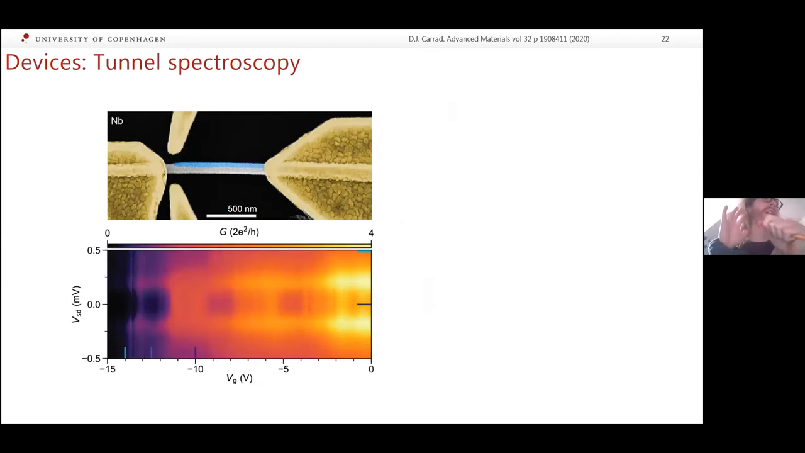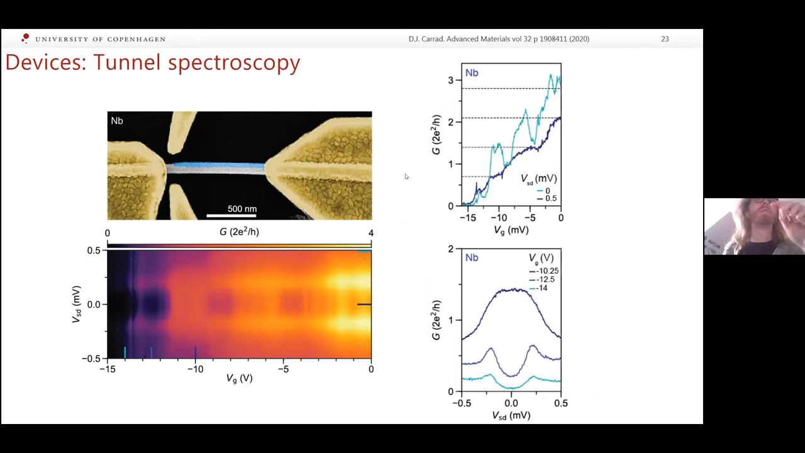So we also tried niobium, which in this particular device formed a nice QPC without any quantum dot states. So if you take line traces in gate at zero bias and at finite bias, you get the two traces here, where at zero bias, you get conductance doubling on the steps, and outside the gap, you get the classic quantized conductance traces.